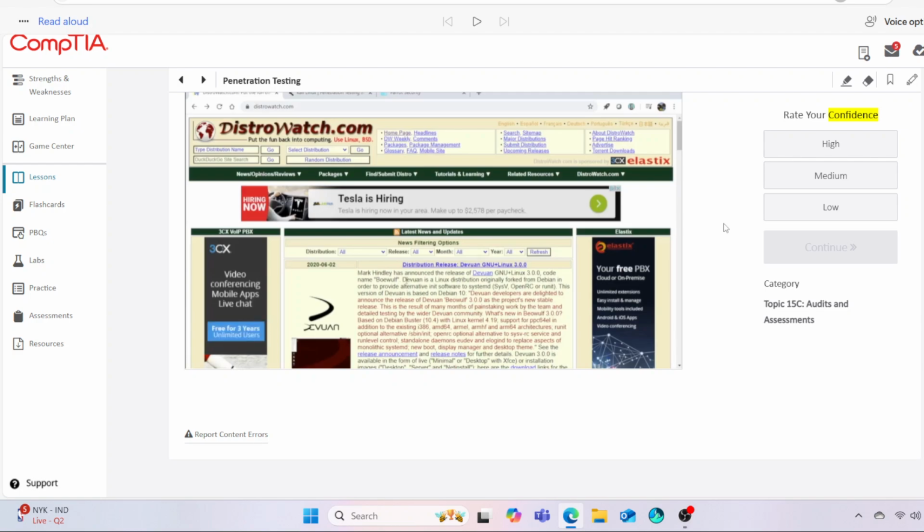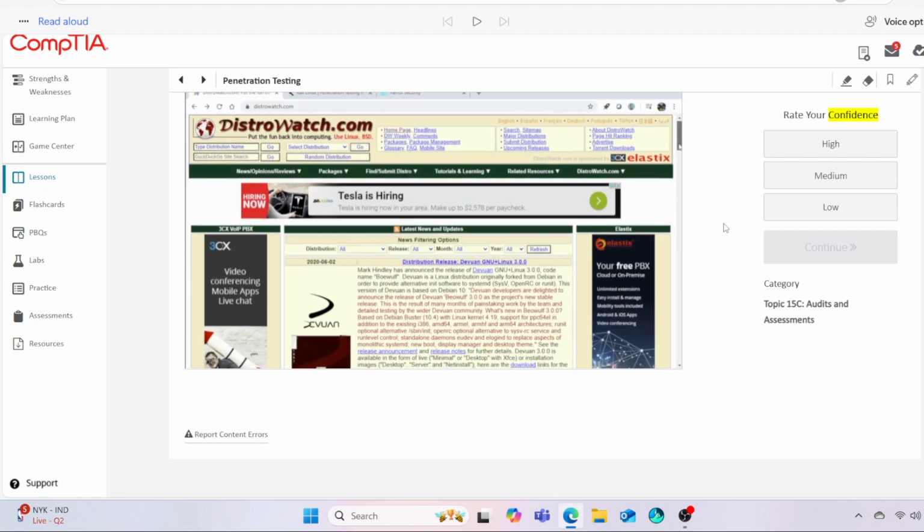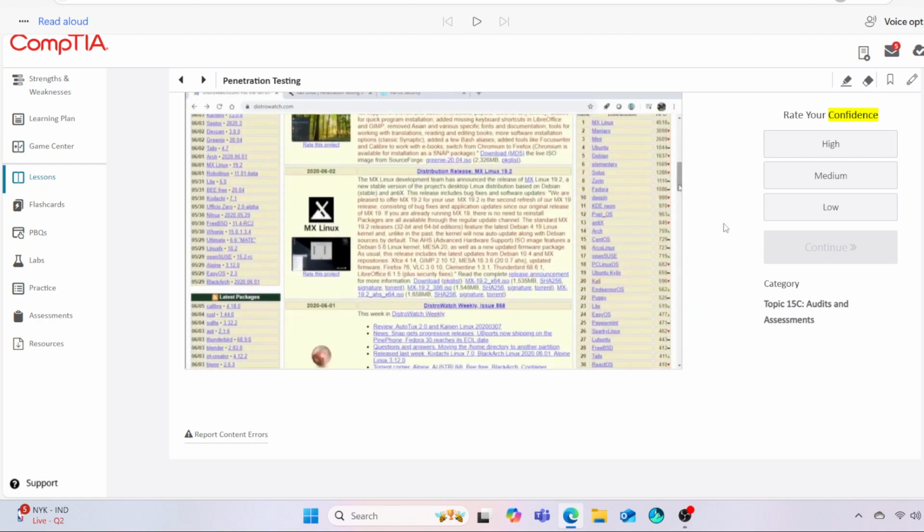A good place to start looking for those distributions is the DistroWatch website. Many of the Linux distributions here can be run as a live CD or installed on the hard drive. A live CD is an optical disk or a bootable USB drive that has the Linux operating system installed on it. It can also have many of the security tools you need to perform a penetration test.